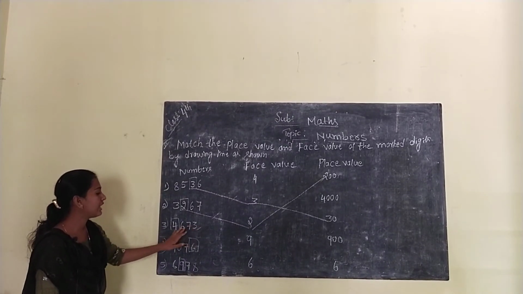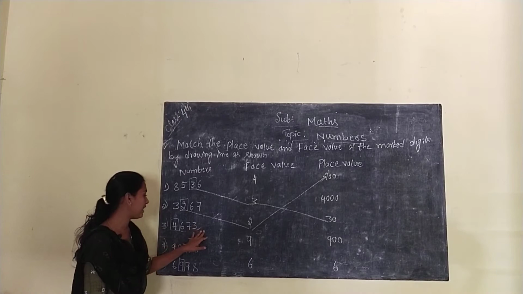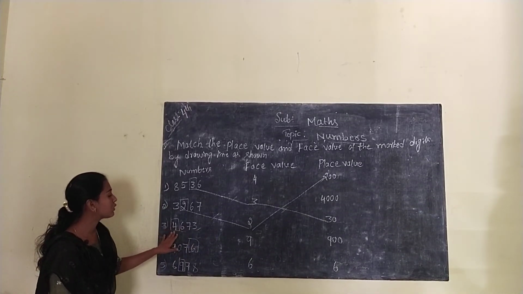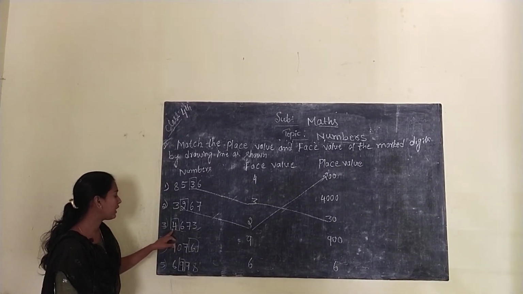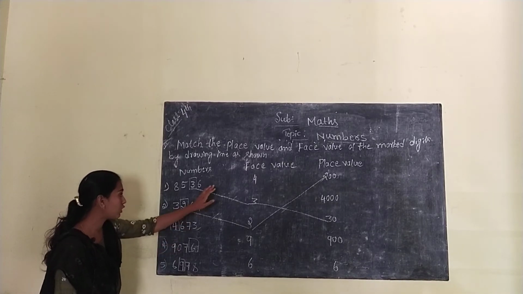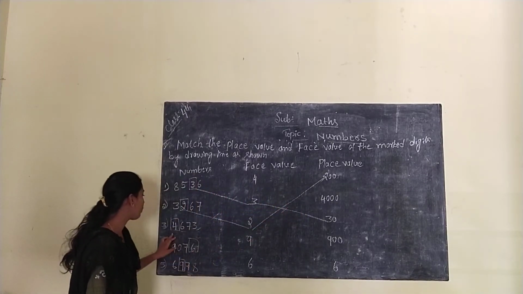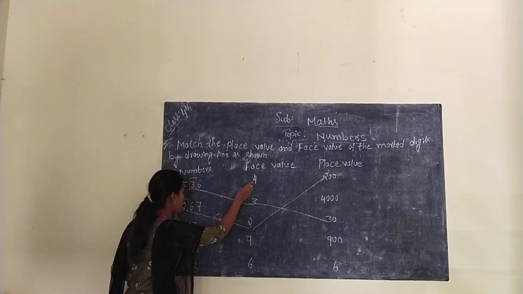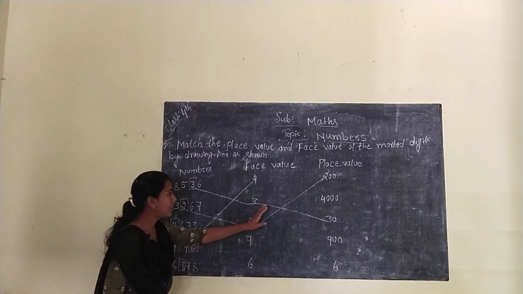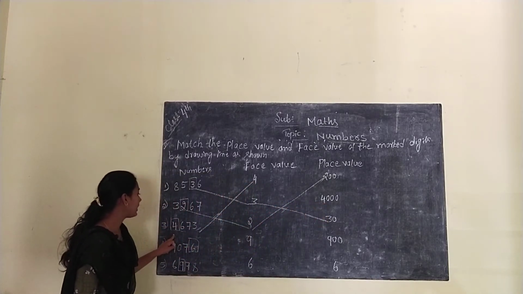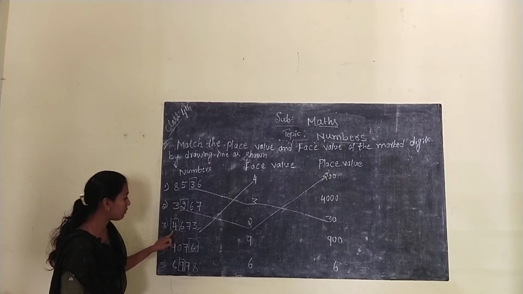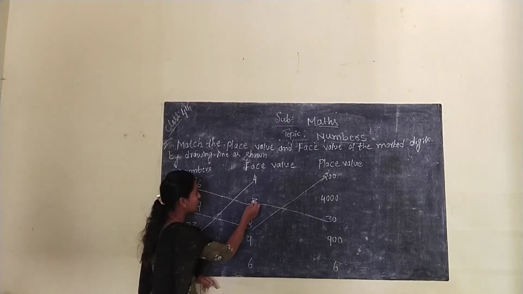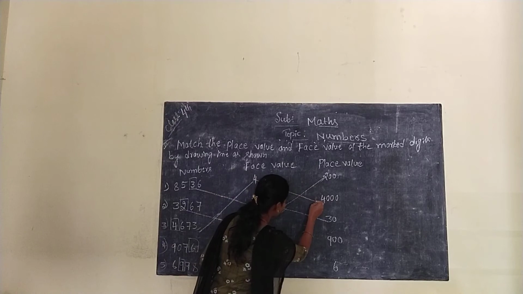Next given number is 4673, which is here in the box. 4. 4 is which place? 4 is thousand place. We have to find out face value and place value. Face value of 4 is 4. Next we have to find out place value also. 4 is here in the box. 4 is thousand place. It means 4 into 1000. We have to mark it 4000.